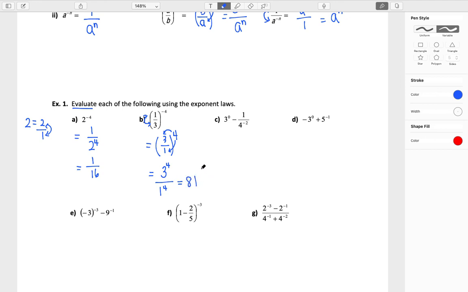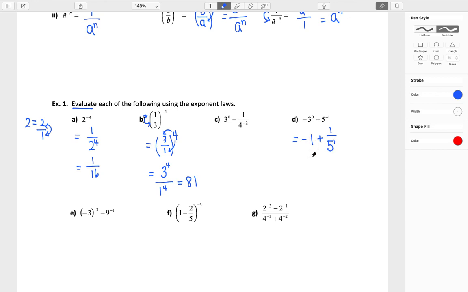Okay. Now what about letter D here? So we have negative 3 to the 0, but the negative is not inside the bracket. So the negative stays outside, but 3 to the 0 is 1, right? Anything to 0 is 1. Plus, we don't like negative exponents, so I'm going to flip 5. So it becomes 1 over 5, and then negative 1 becomes positive 1.